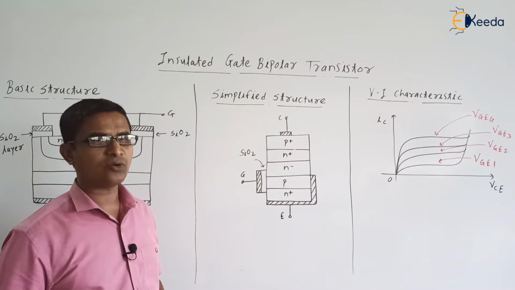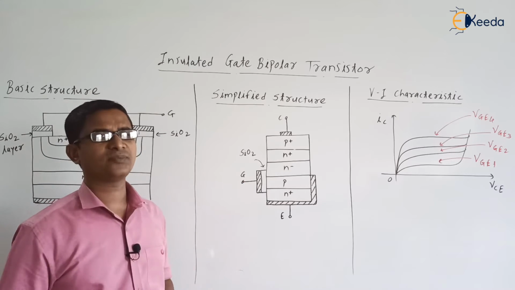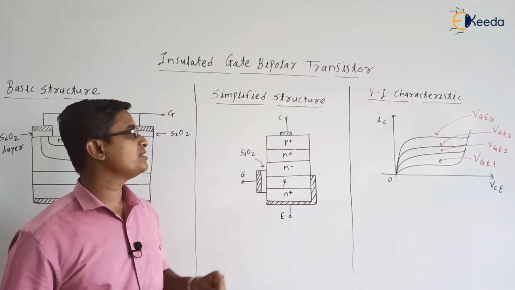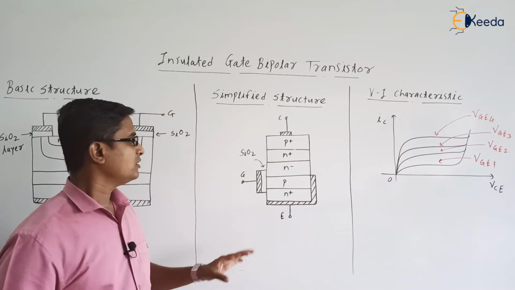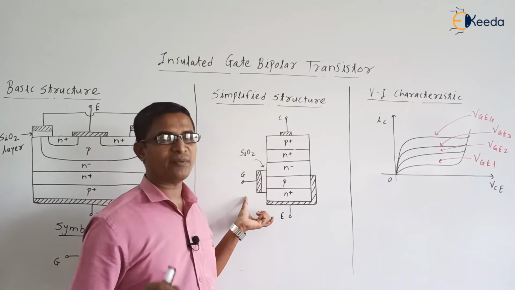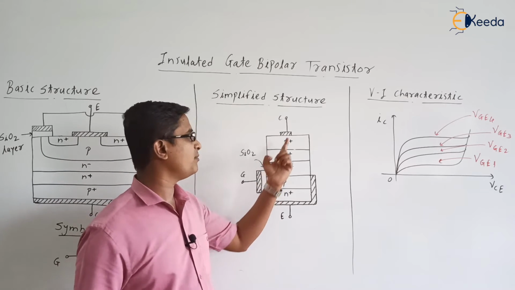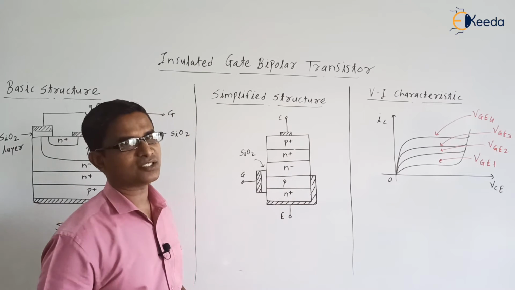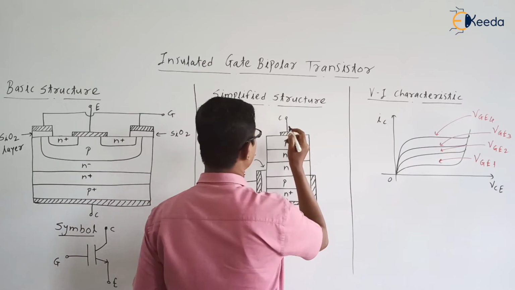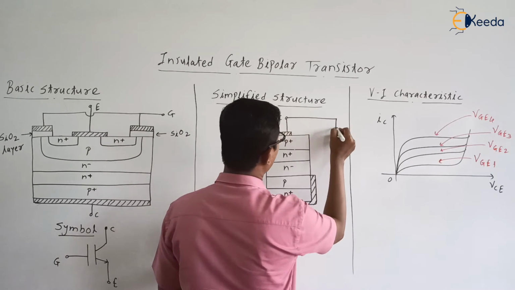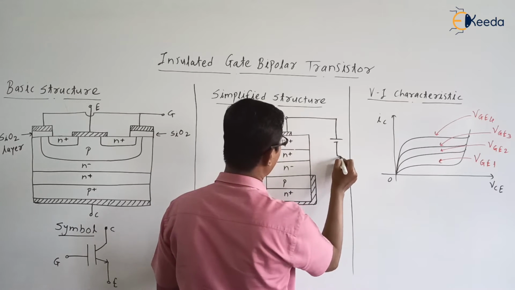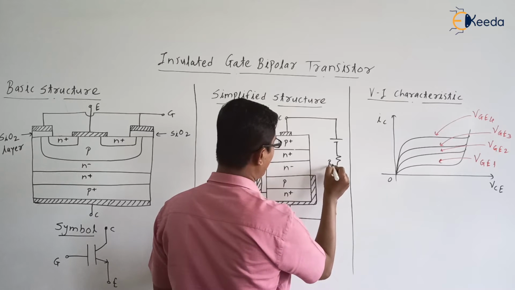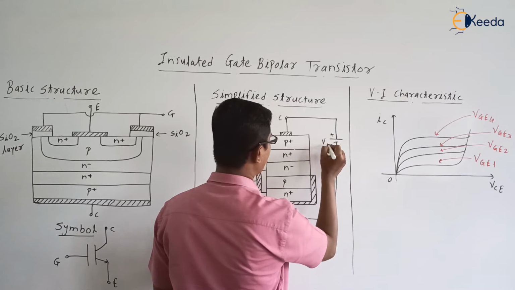Now we are going to discuss the basic operation of the IGBT, how it works. Between gate and emitter we will have the controlling circuitry, and between collector and emitter we will have the high power circuitry, that is, the load circuitry. Suppose the load RL is connected between the collector and emitter, with a voltage Vs.